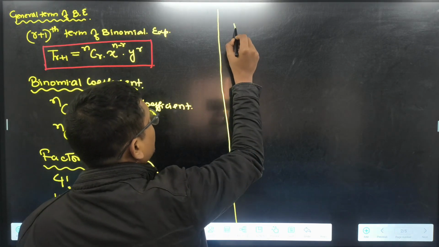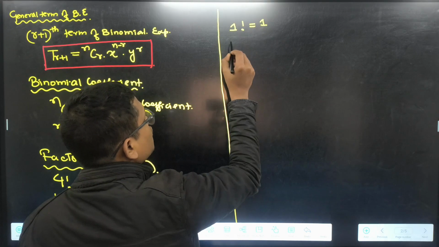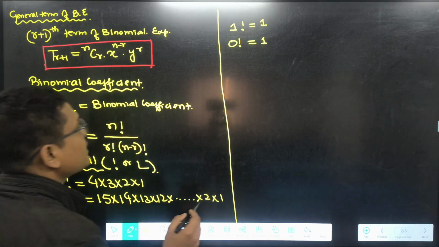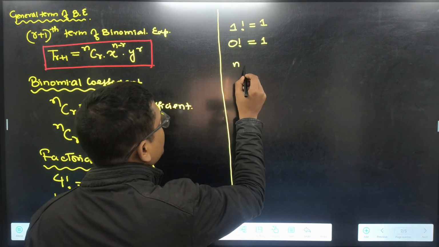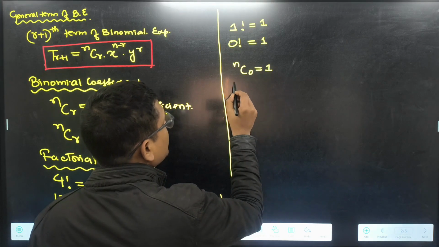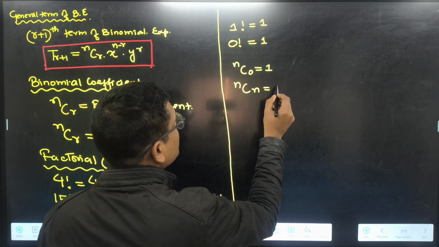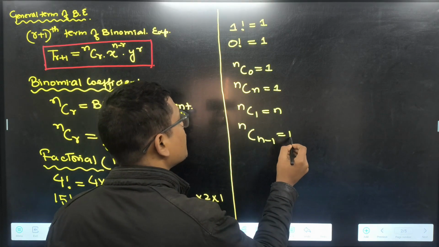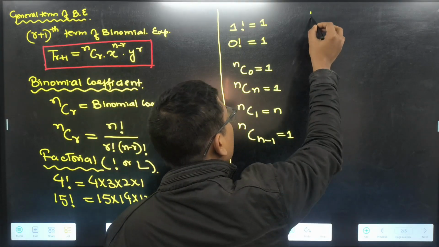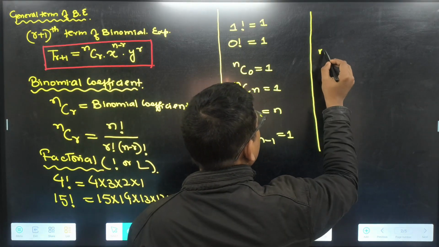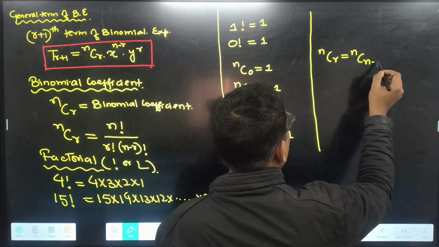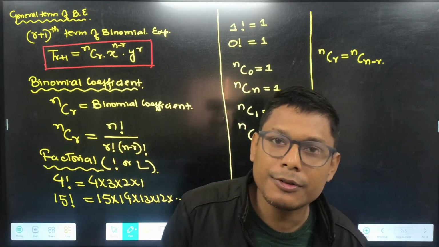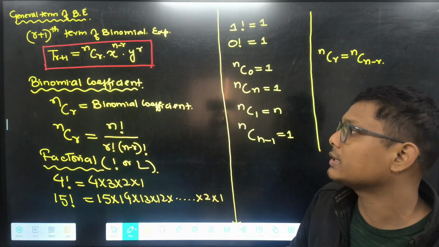Now, we have to remember one very important point. The value of 1 factorial is equal to 1 and the value of 0 factorial is also equal to 1. Similarly, in n C r, we will remember some formulas. The value of n C 0 is always 1. The value of n C n is always 1. The value of n C 1 is n. The value of n C (n minus 1) is n. And we also have to remember one very important formula, that is n C r is equal to n C (n minus r). For the sake of the general term, this much will be enough, and by using this information we can solve the questions that we will discuss now.